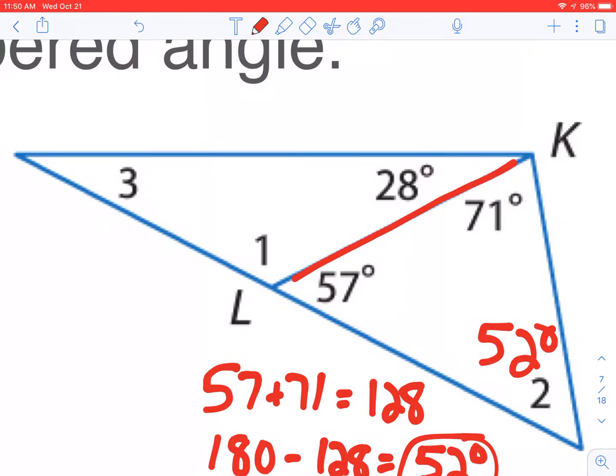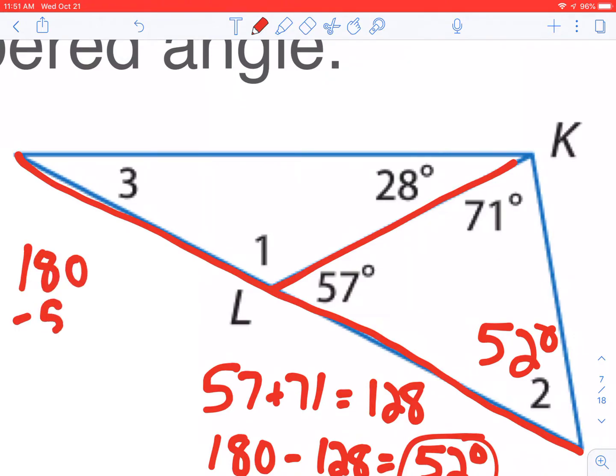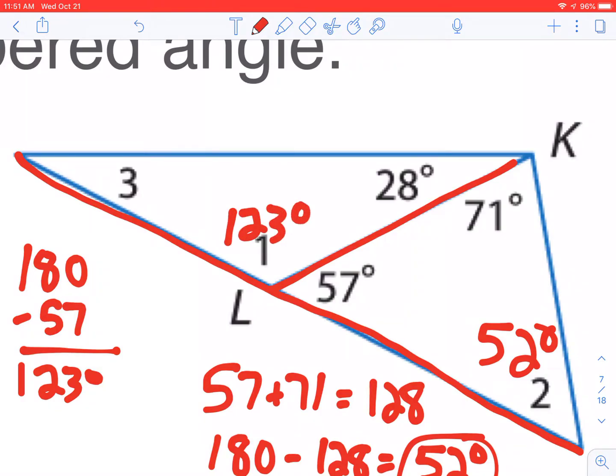If I look at this pattern here, I can see a linear pair. And in a linear pair, both angles add up to 180. So I do 180 minus 57, and I will get 123 degrees. So angle 1 is 123.